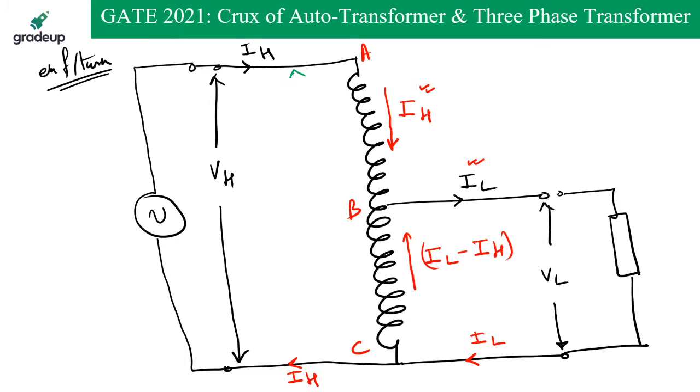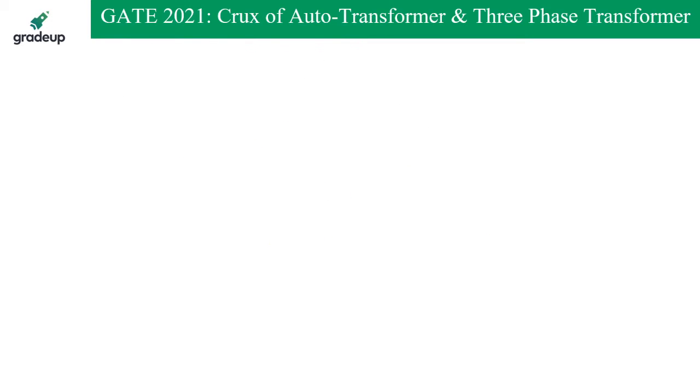If you see the number of turns, obviously you can see the number of turns at the high voltage side are going to be NH, and the number of turns at the low voltage side are going to be NL. Now I'm going to discuss a very important phenomenon in auto transformer. I want all of you to give me 100% concentration.